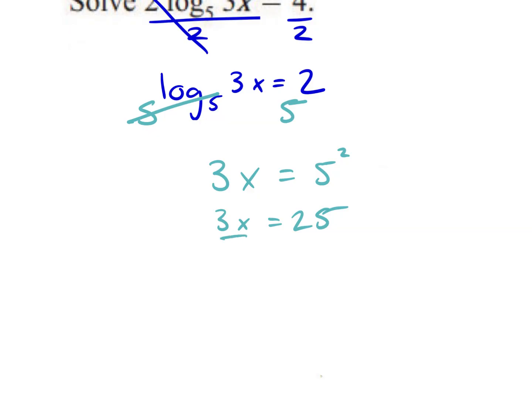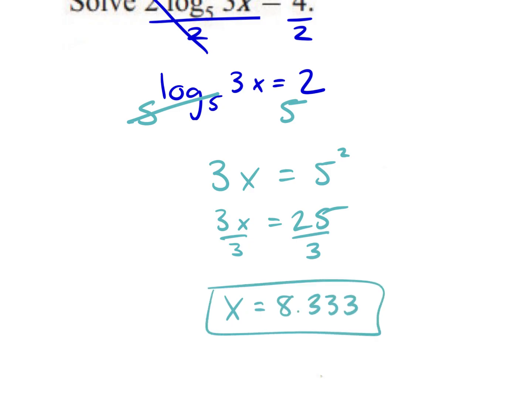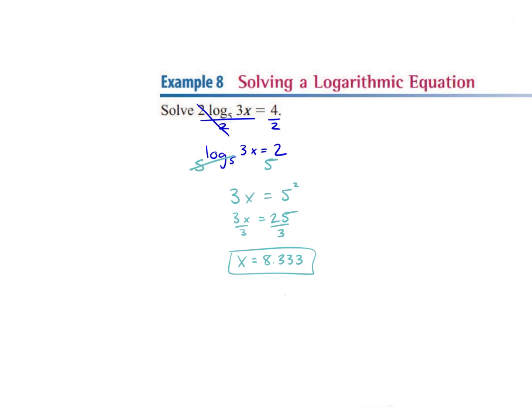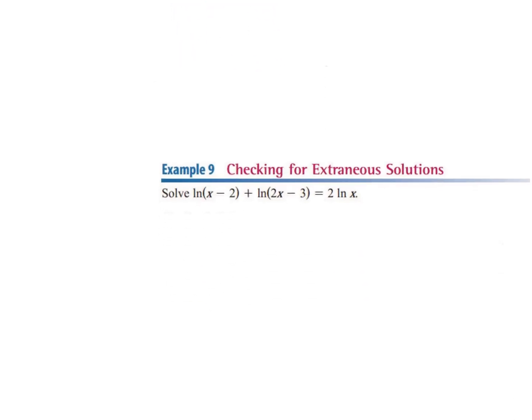And then divide by 3. So x equals 25 over 3 if we wanted to put it into the calculator. We get 8.333. Questions here? Awesome. Let's do number 9.